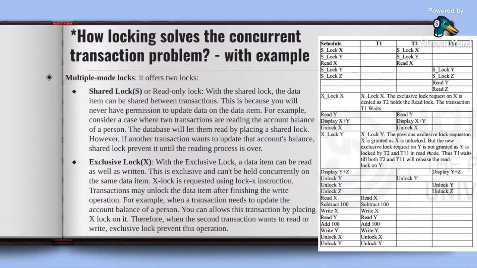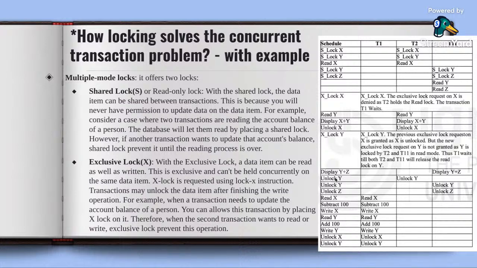But the new exclusive lock on Y is not granted as Y is locked by T2. So what they're saying is that because X was unlocked, it's okay to put an X lock on it, which was waiting in the queue. But when you're trying to put the X lock on Y, the exclusive lock on Y, you can't do that because T11 is holding a read lock on it, which is a shared lock. Thus T1 waits till both T2 and T11 release the read lock on Y. Both have placed the lock on Y and haven't released it, so you have to wait.